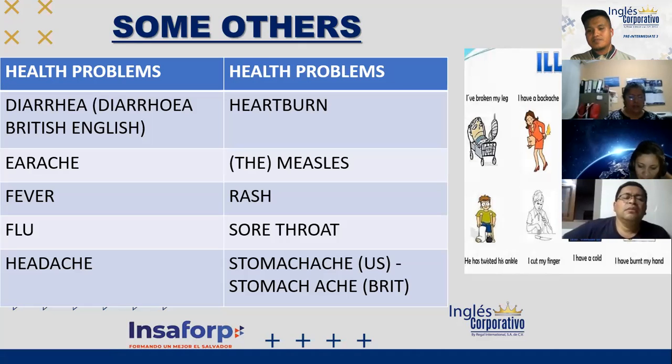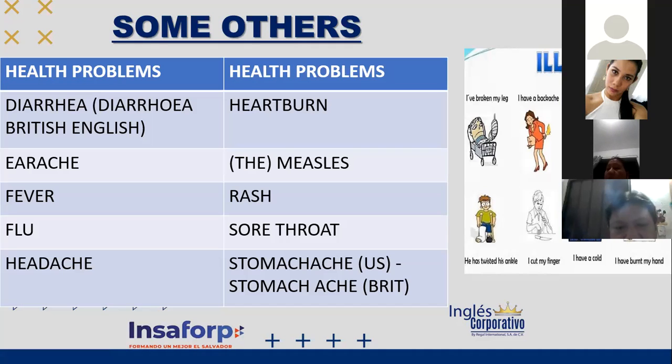Diarrhea. Earache. Fever. Flu. Headache. Heartburn. Measles. Rash. Sore throat. Stomachache. Okay, thank you. Joaquin. Okay, teacher. Diarrhea, earache, fever, flu, headache, heartburn, measles, rash, sore throat, stomachache. Okay, thank you. Basilia.